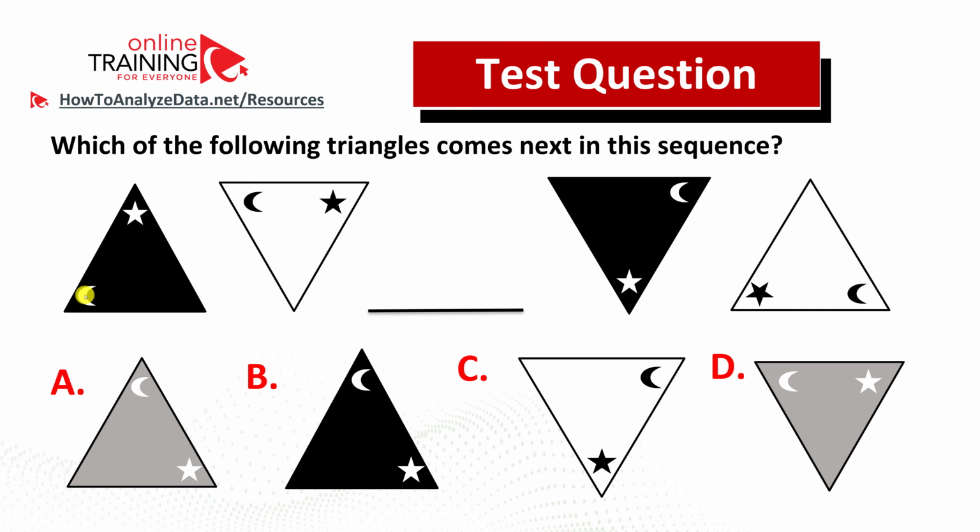You also have a pattern of moon and star, and moon and star, they move inside the triangle. So you see moon and star in the leftmost triangle, then you see moon and star on the top, then you see moon on the top and star at the bottom, and then you see both of them, moon and the star, at the bottom of the triangle. So now let's jump to the solution.